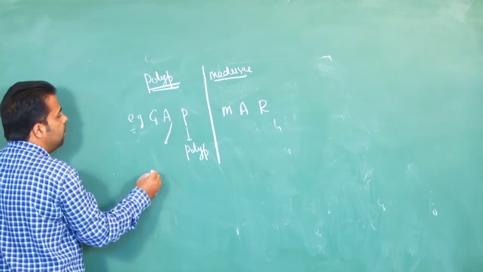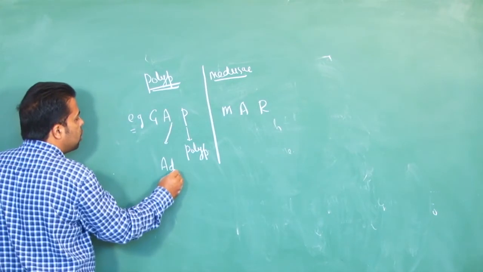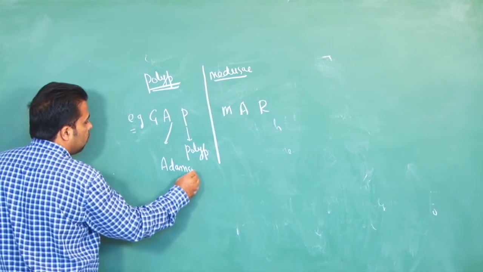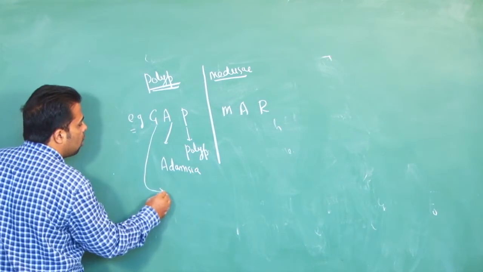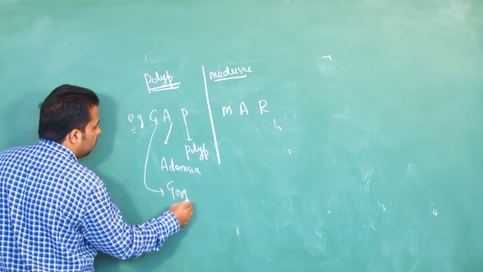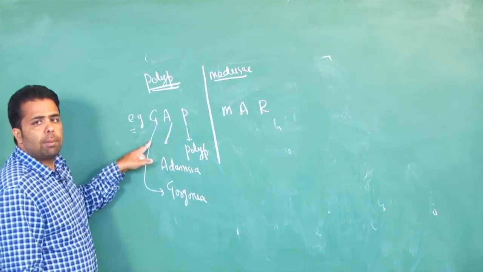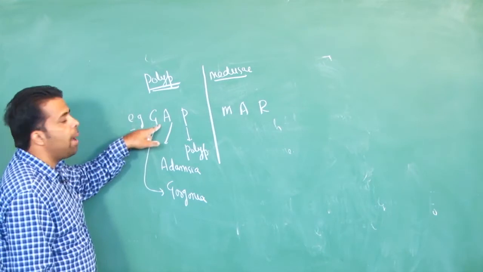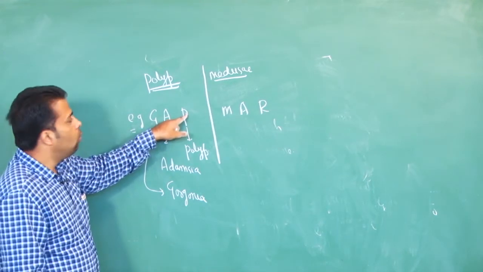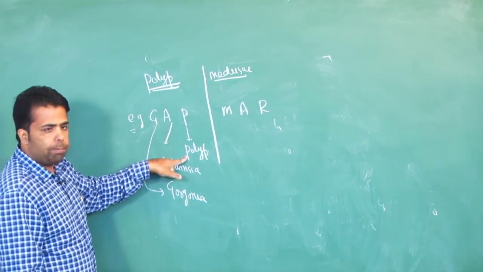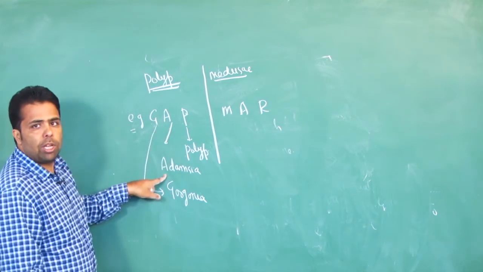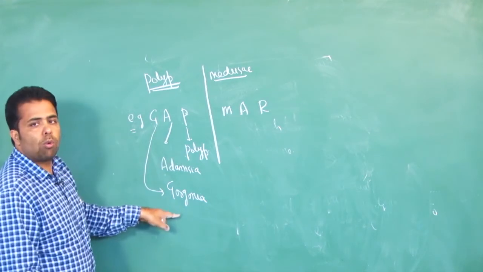What is GAP? P stands for polyp. These two are the examples. A stands for Adamsia and G stands for Gorgonia. So how can you remember the examples of a polyp? There is a formula. The formula is GAP. What does P stand for? P stands for polyp, A stands for Adamsia and G stands for Gorgonia.